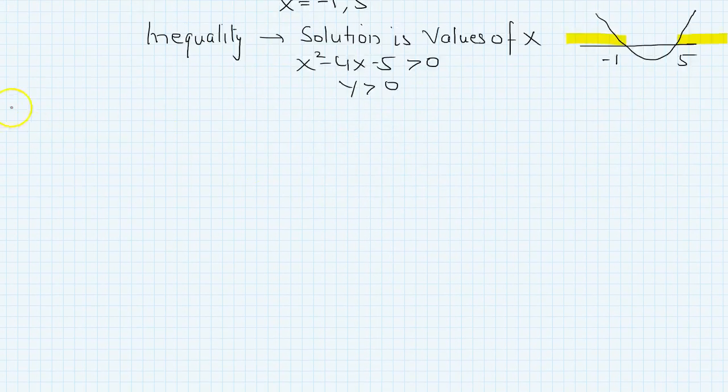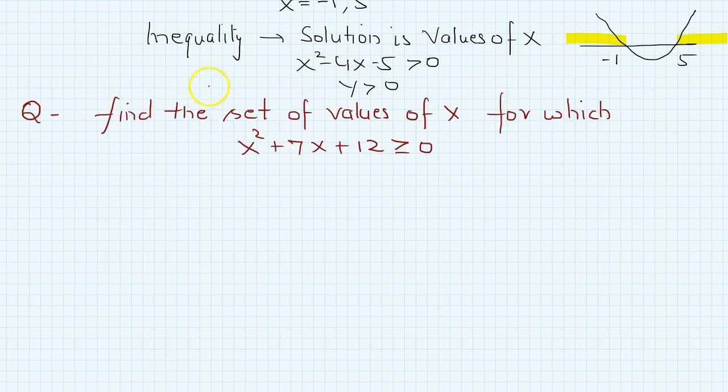Now let's take an example. Let's take a question: find the set of values of x. The set of values of x we can find only when it is an inequality. The highest power is 2, so it's a quadratic inequality. So first we will try to find the critical points, where the curve is crossing the x-axis.